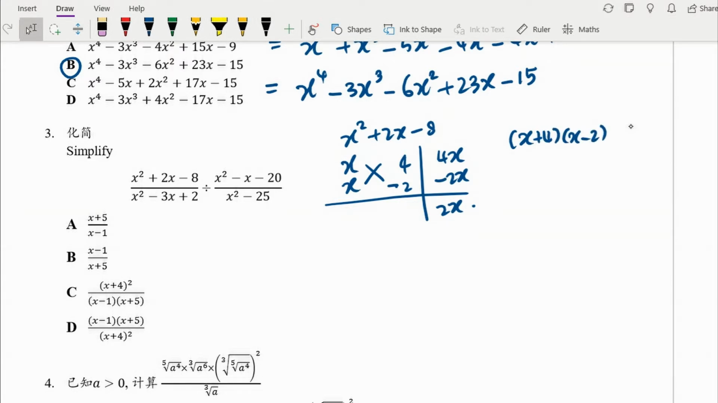Okay, then for this part here, x squared minus 3x plus 2. Same thing, x times x, you get x squared. Then for 2, you can have 2 times 1.